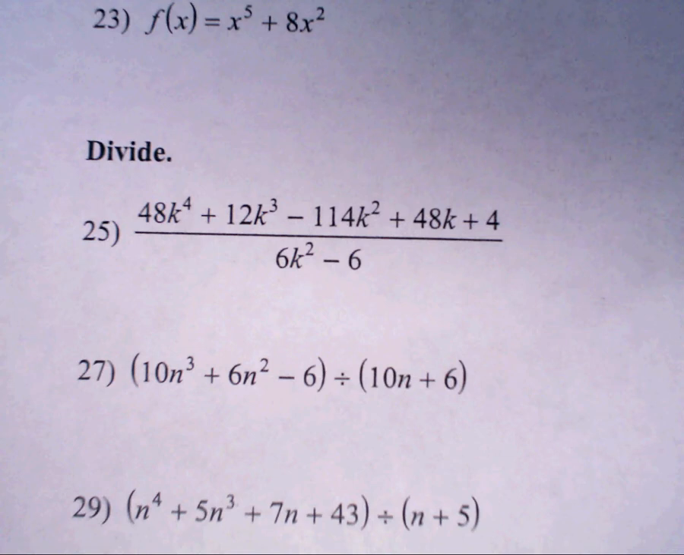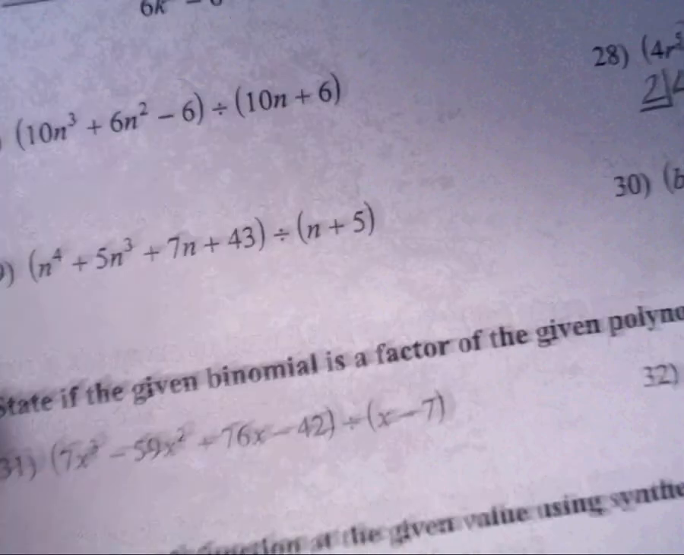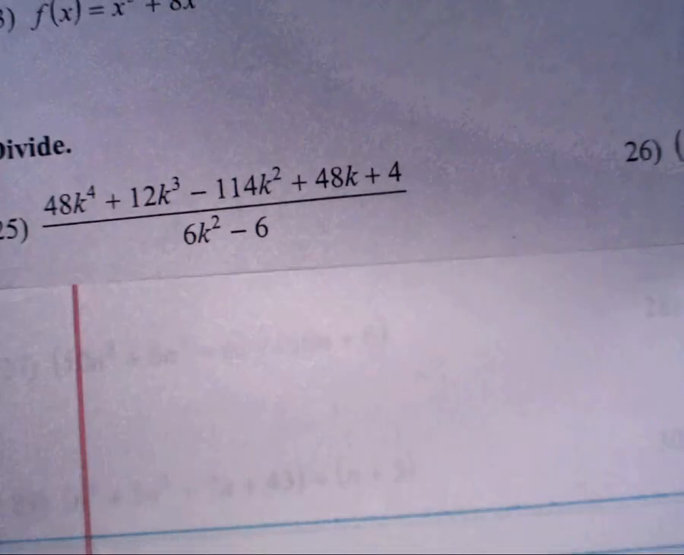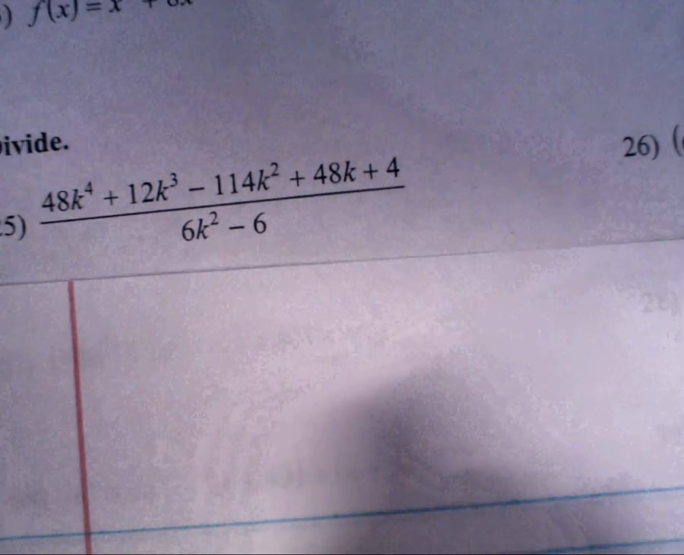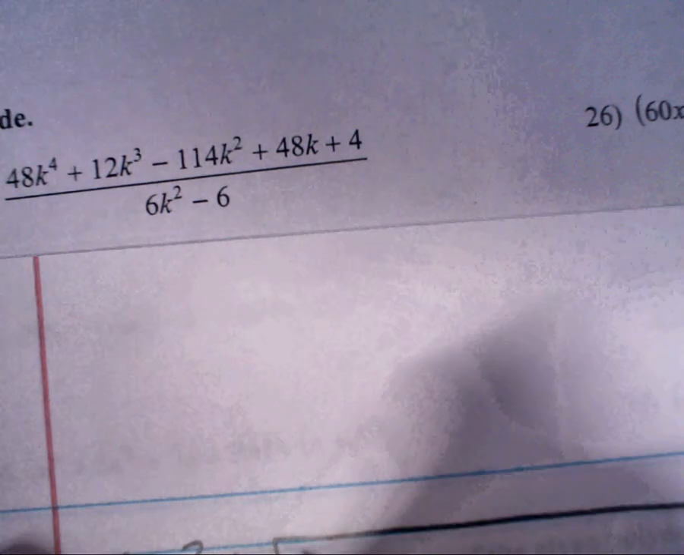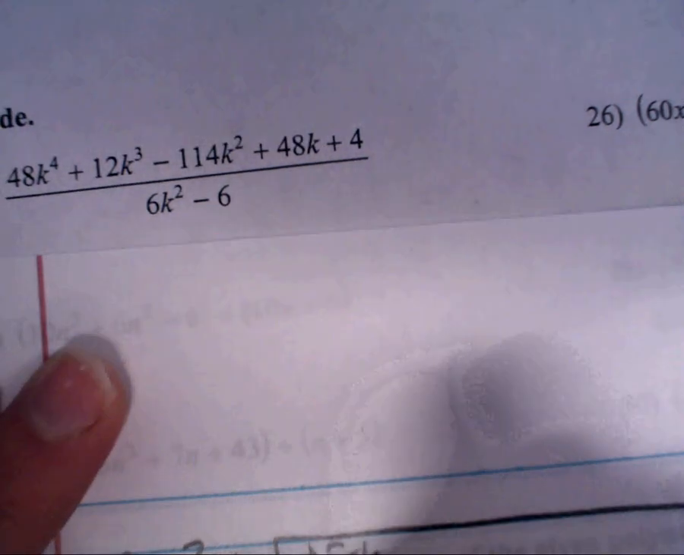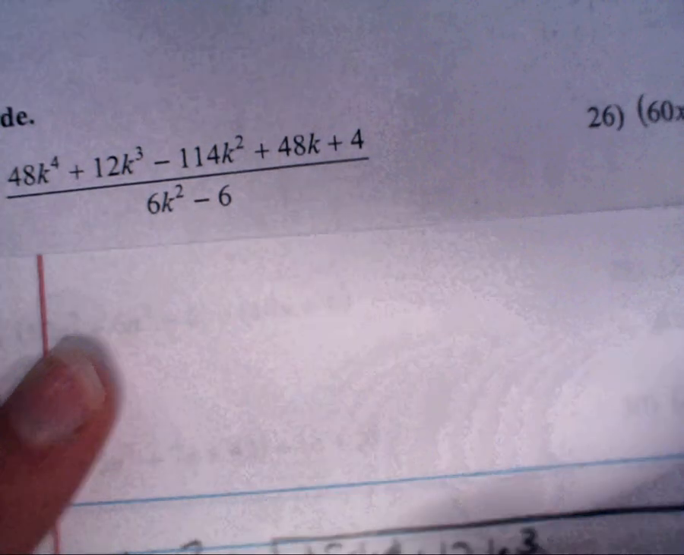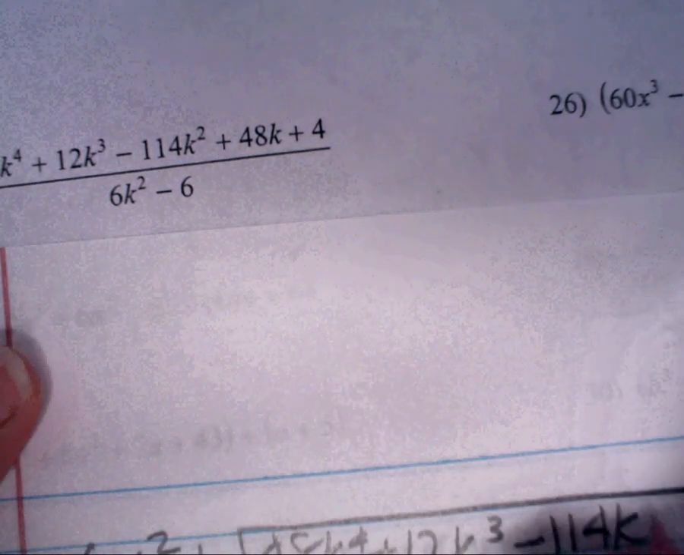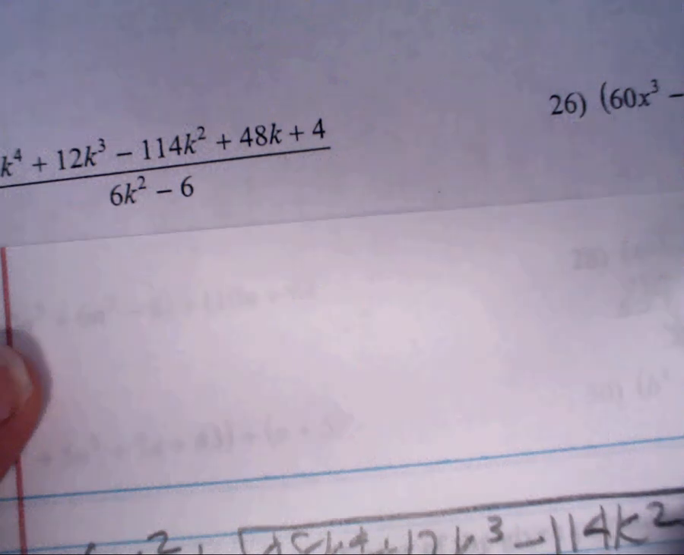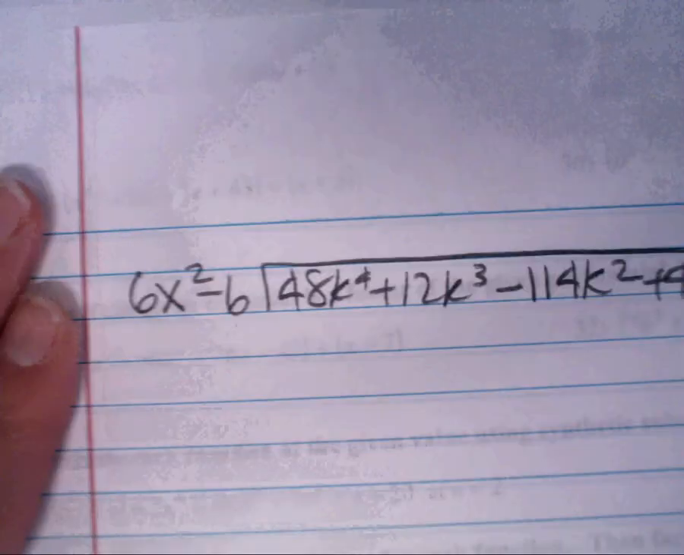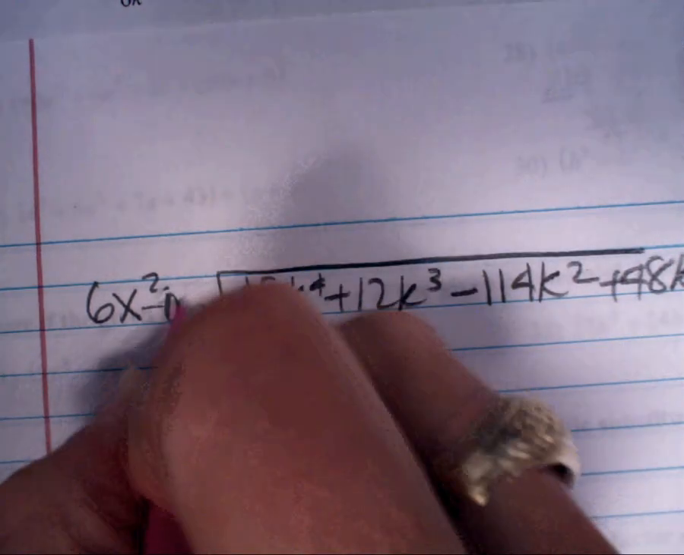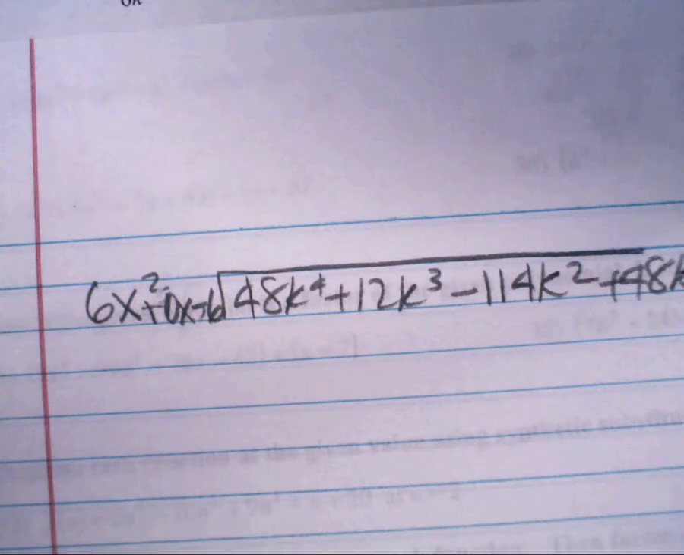Alright, so what I'm going to do is I'm going to divide by 6. I'm going to just leave them x squared. It really bothers me when they're different letters. And make sure it's in order, so 48k to the 4th plus 12k to the 3rd minus 114k squared plus 48k plus 4. But what I didn't do is I should have filled in a 0 for my missing linear term on what I was dividing by. Okay? So anytime anything's missing, you have to put a 0 in its place.